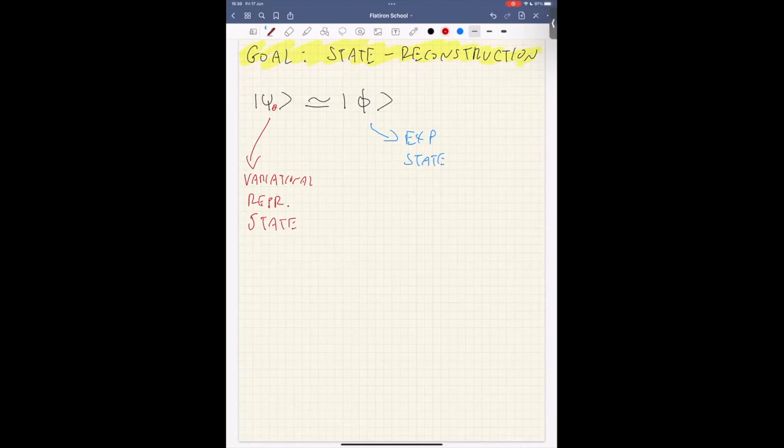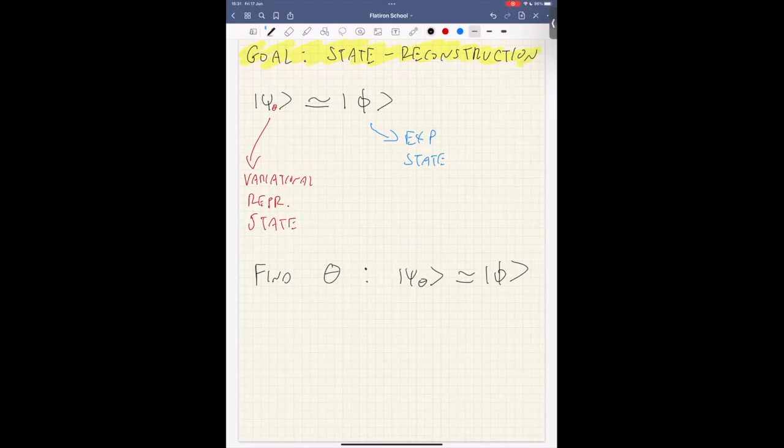So now the goal will be to find this theta such that these two states, this psi theta and this experimental state phi, are as close as possible. We have to define what as close as possible means, but you understand what we are trying to do here. I'm trying to find an explicit parameterization, or an explicit state, that I can work with on my classical computer, of the state that the experimentalist is giving me and that I can access only through measurements. So this is what we can call quantum state reconstruction.